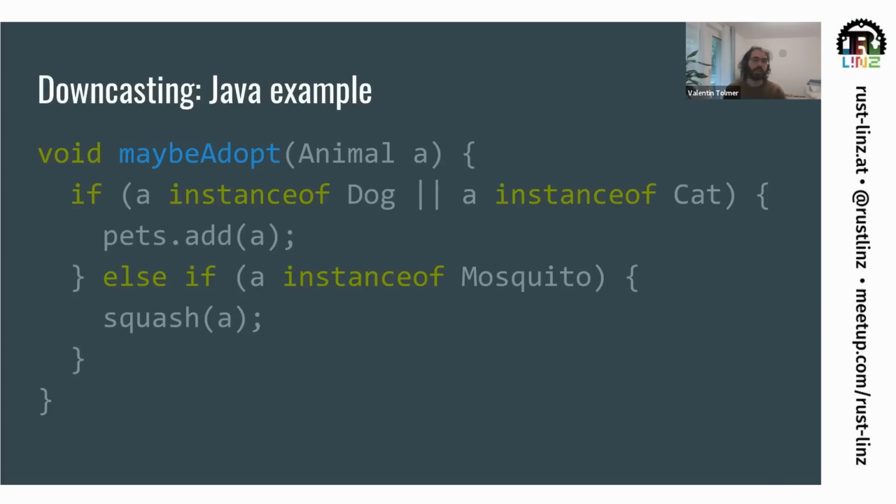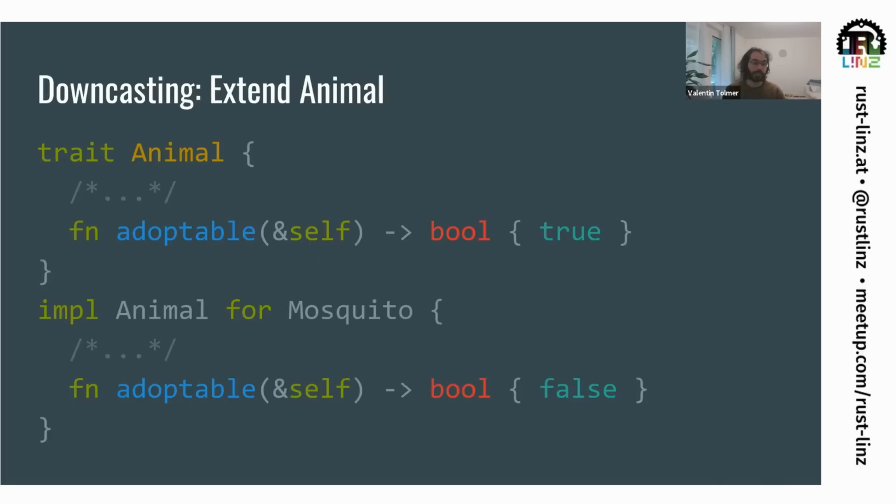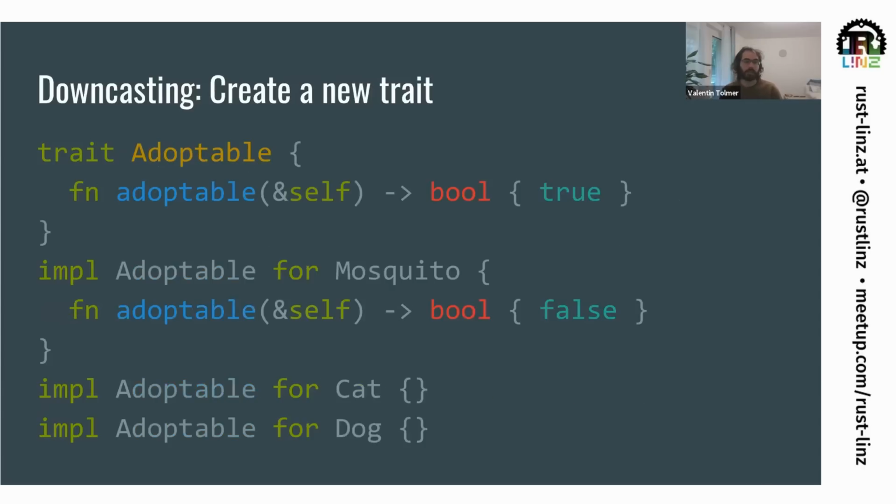So you could either extend the trait Animal and add the function adoptable that by default is true, and then when you implement Animal for Mosquito, you say that adoptable returns false. Or you could create a new trait. You could say that things can be adoptable. By default, they are, and mosquitoes are not. But you still have to say that cats are adoptable and dogs are adoptable, and for every animal, you still have to implement Adoptable as well, in addition to Animal.